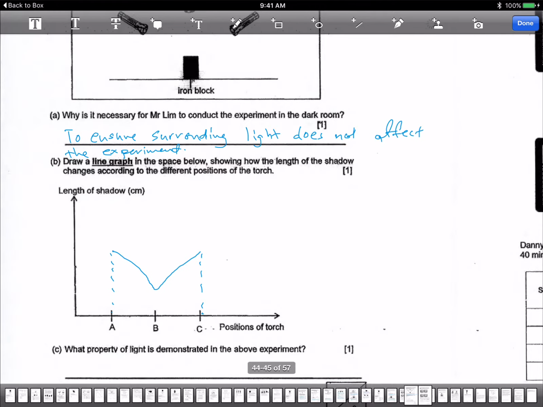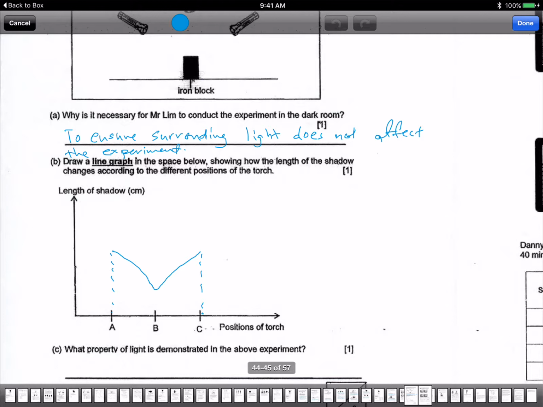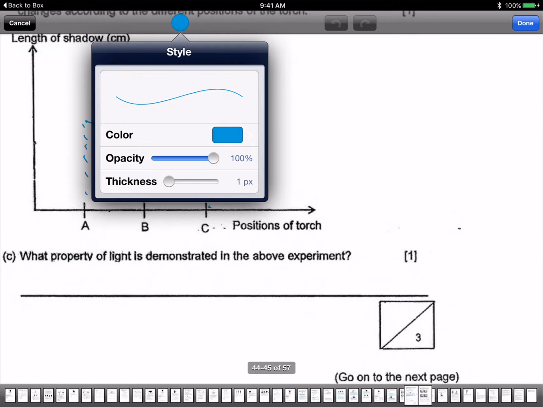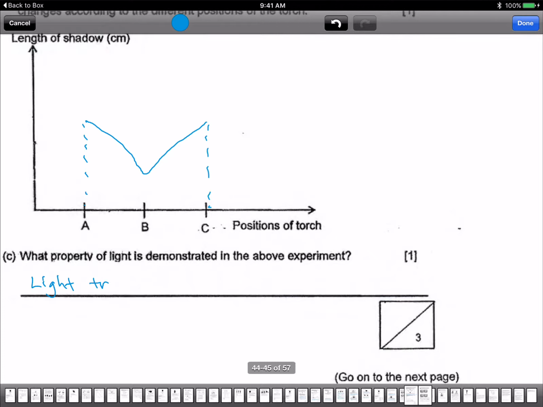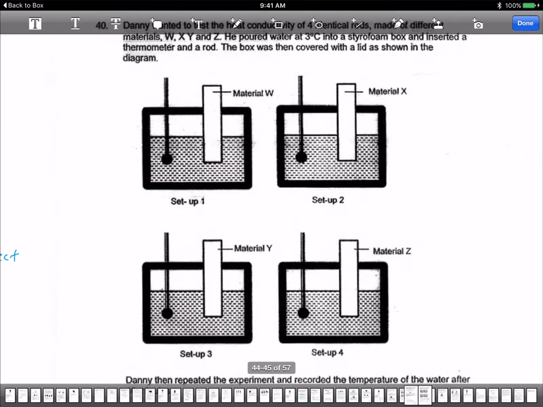So what property of light is demonstrated? Light travels in a straight line and it cannot pass through opaque objects. So light travels in a straight line. Okay, you can say that light travels in a straight line or light cannot pass through opaque objects. Okay, you can choose either one, right? Both are okay.